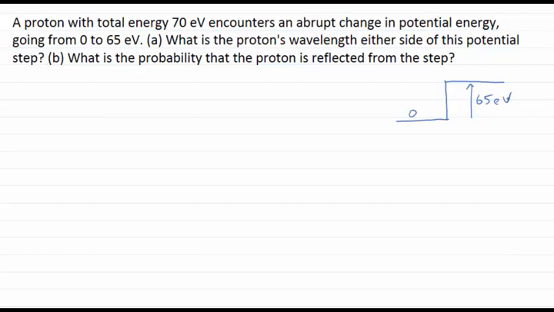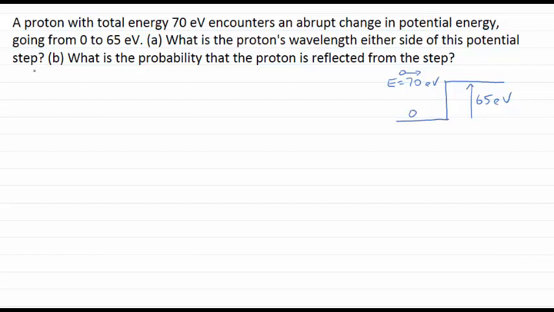And there's a particle, in this case a proton, that's moving toward this potential step, and it has a total energy, we're told here, slightly higher than the step, in this case 70 electron volts. And in the first part of the problem, we're being asked to think about the wavelength of that particle on both sides of that potential step.